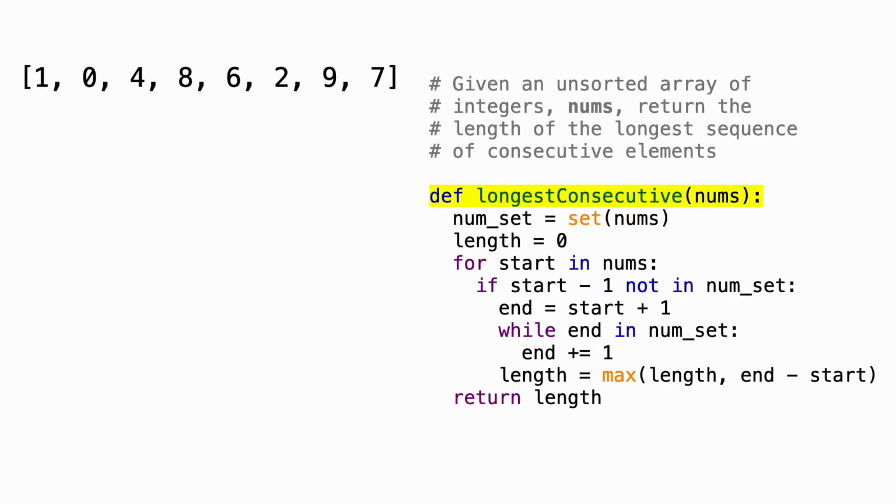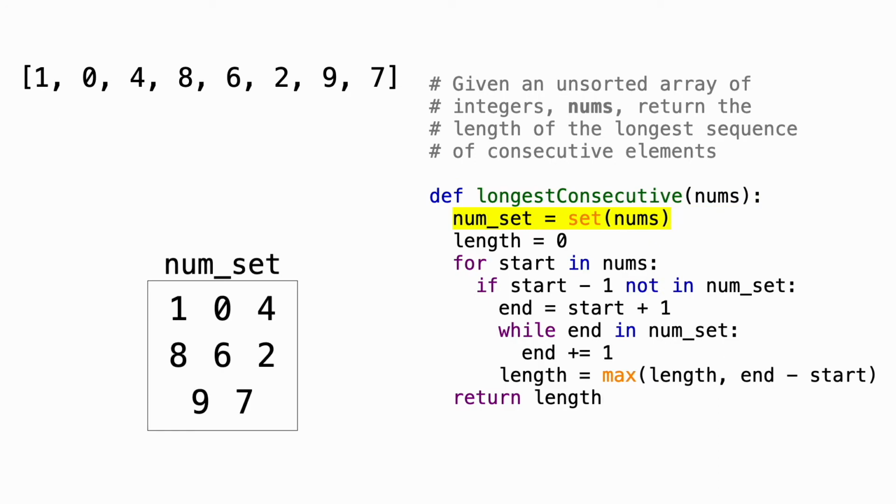Let's say that this is the nums array. The first thing we're going to do is create a set from the array and call it numset. This runs in O of n time. Then we'll create a variable called length and initialize it to 0. Length will keep track of the length of the longest sequence that we're able to find. Then we'll enter a loop that traverses through the nums array using a variable called start. So initially, it'll take on the value of 1.